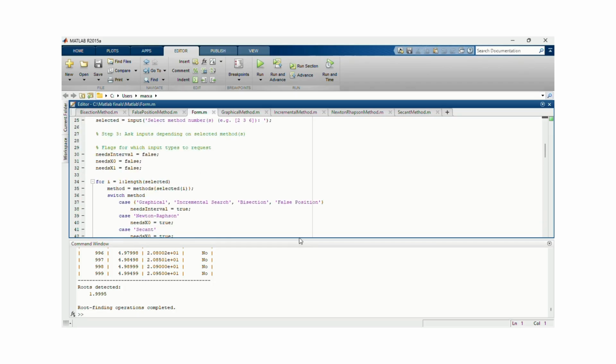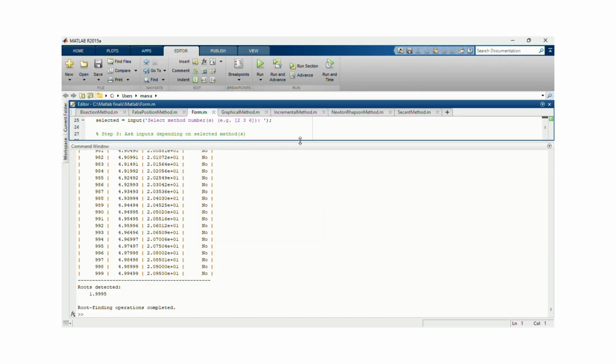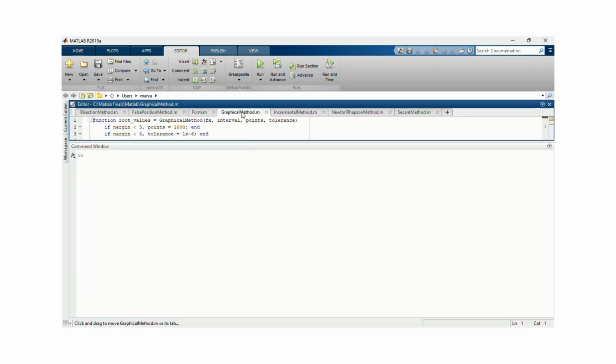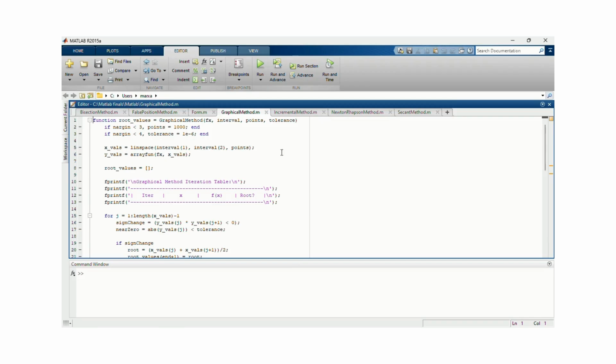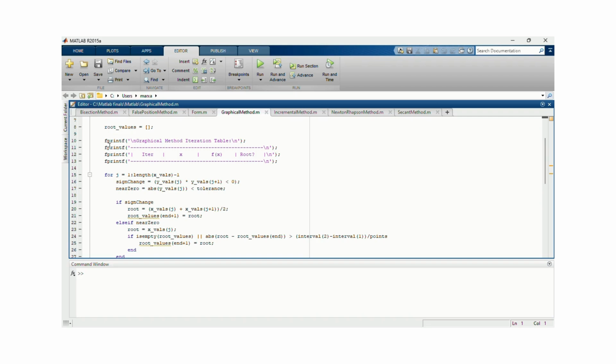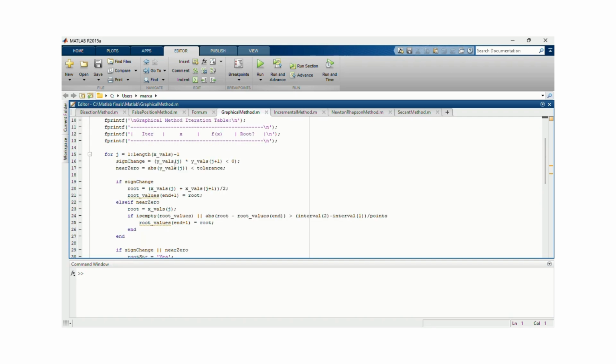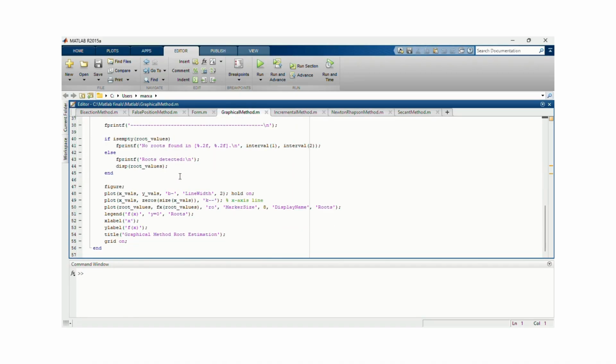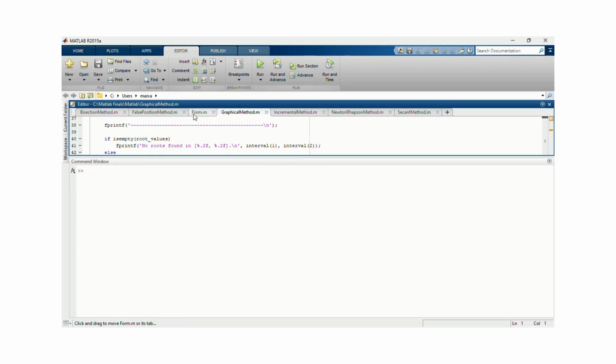So this is how we run our graph method. This is our graph method and its function. This is where the table of iteration is displayed, along with the formula function of the graphical method. And below here is the GUI graph of the graphical method. So let's start with the graphical method.